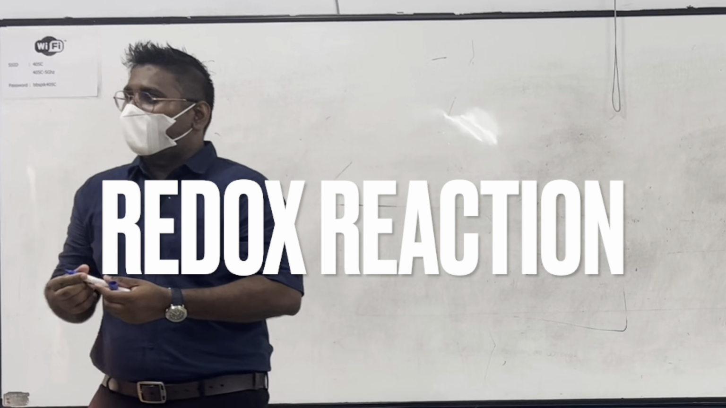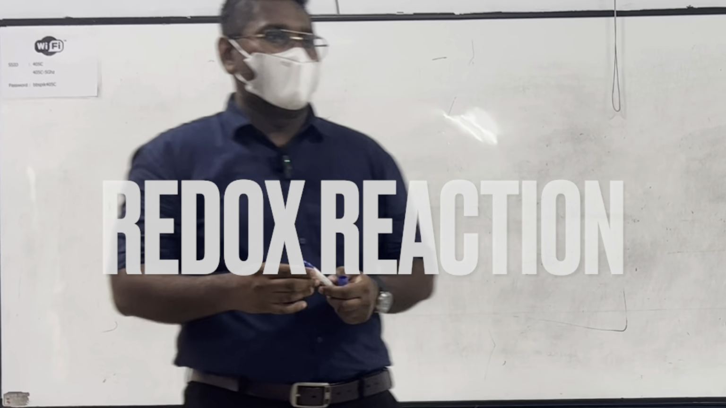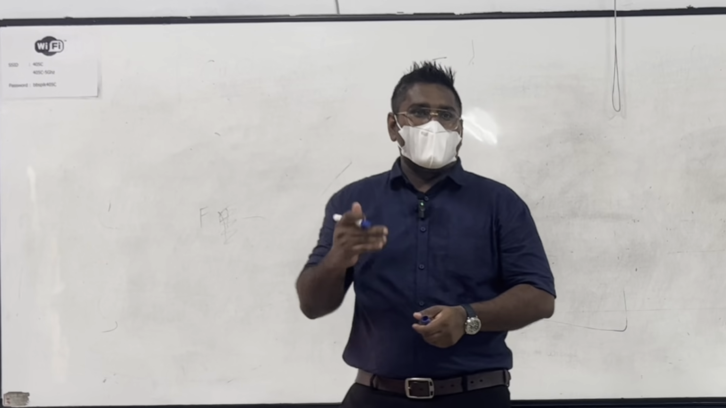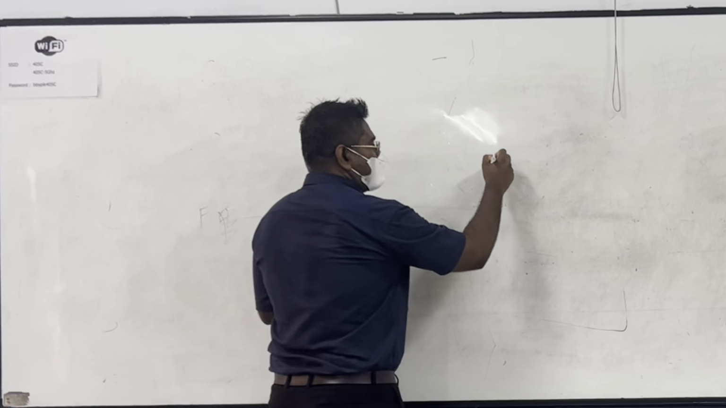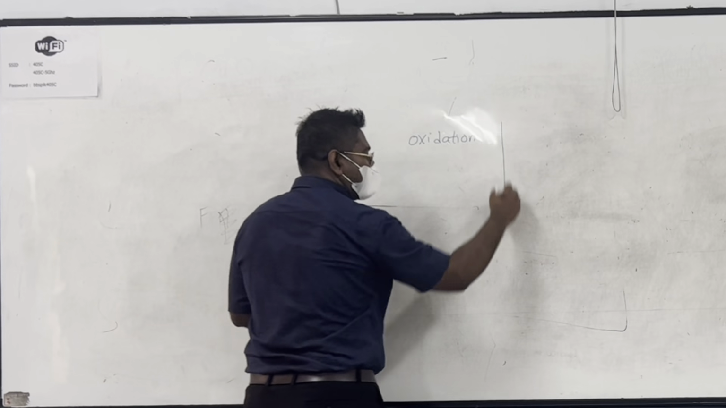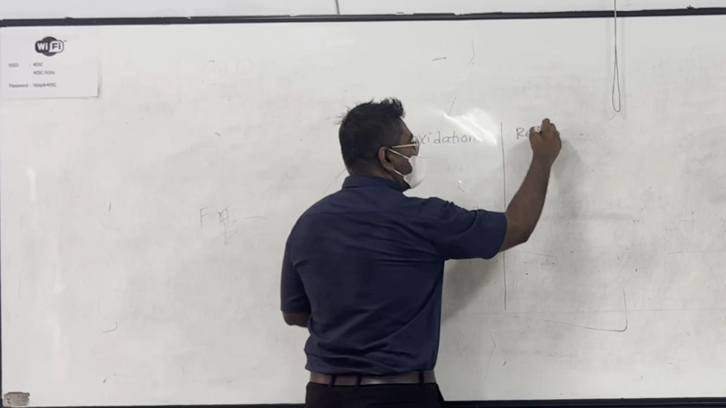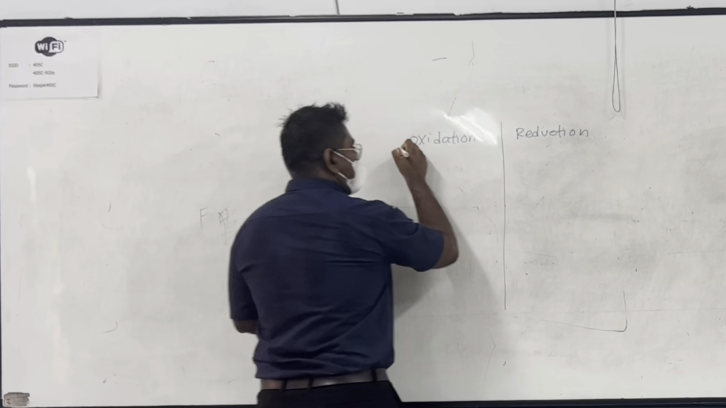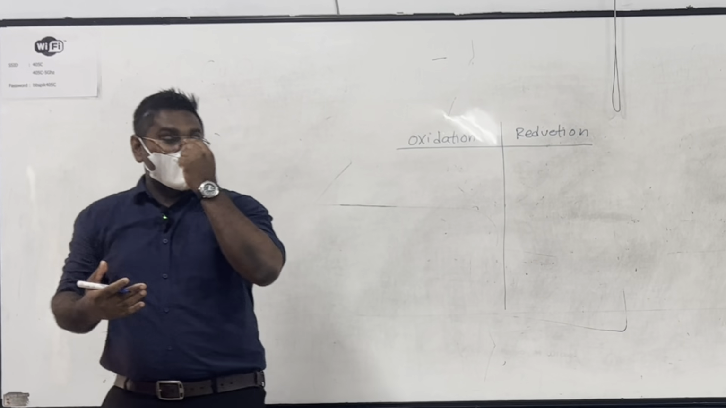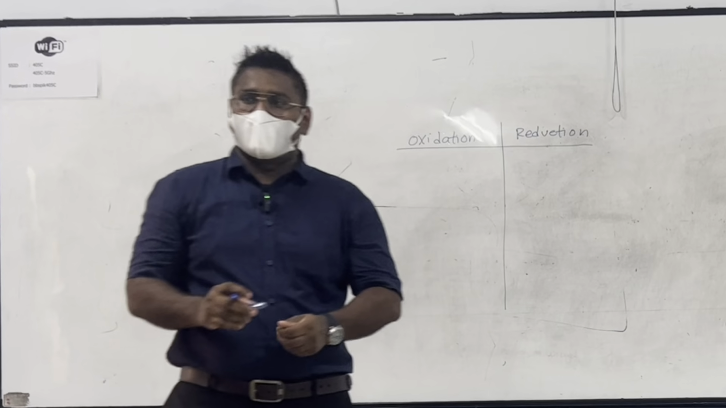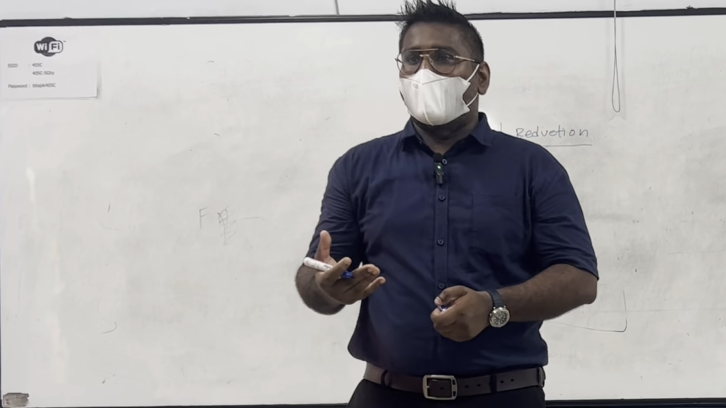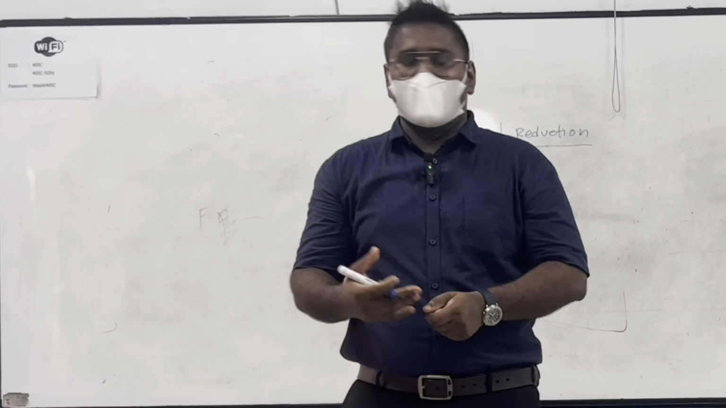So the lesson today is going to be the continuation of our lesson yesterday, which is redox reaction. Now, redox reaction can be divided into oxidation and reduction. Redox reaction is going to have both oxidation and reduction happening at the same time. Whenever we want to identify whether a reaction is redox or not, we can use certain criteria that will help us identify whether it's oxidation and reduction.